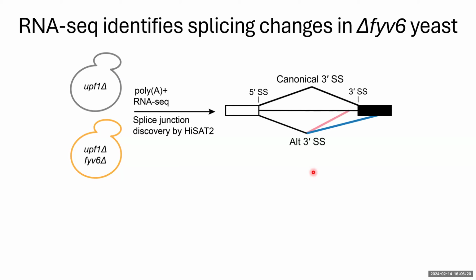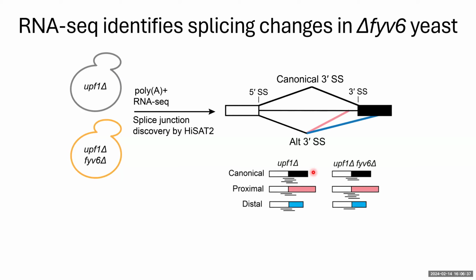We then, for example, were able to identify alternative 3' splice sites in these alignments, in addition to our canonical site. And to determine how these sites were being used in our F5V6 deletion strain compared to a wild type strain, we counted the number of reads within our alignment corresponding to splice junctions, all using the same 5' splice site, but using either the canonical or one of the two alternative 3' splice sites, or one of the many in our data set.